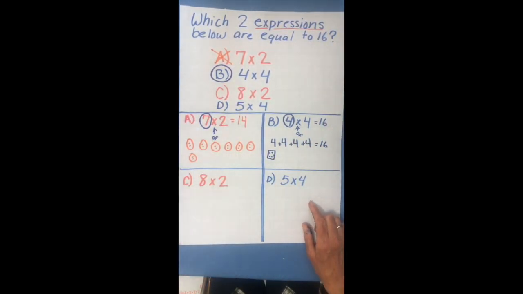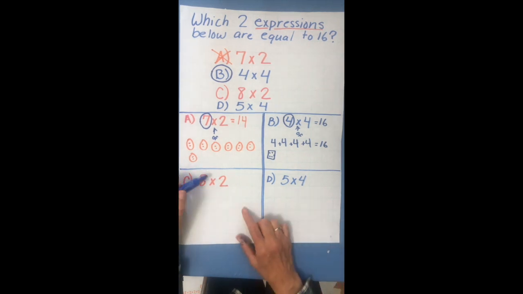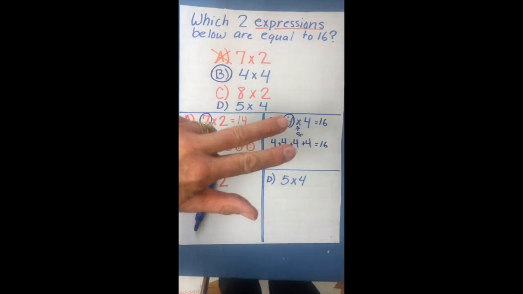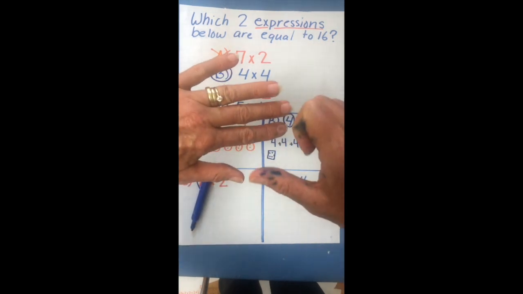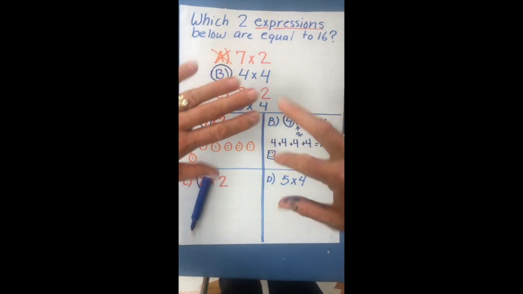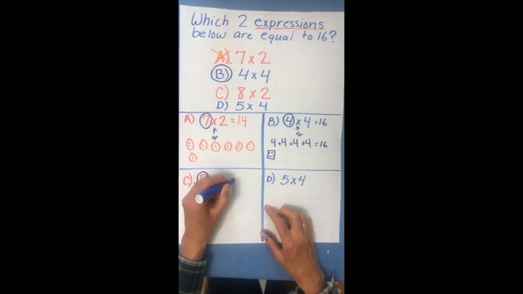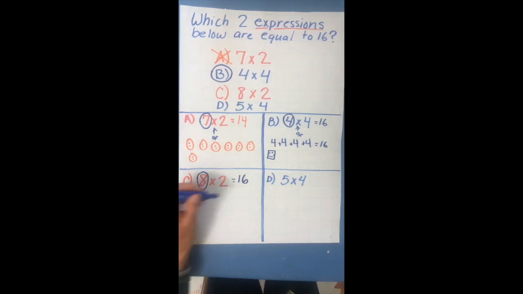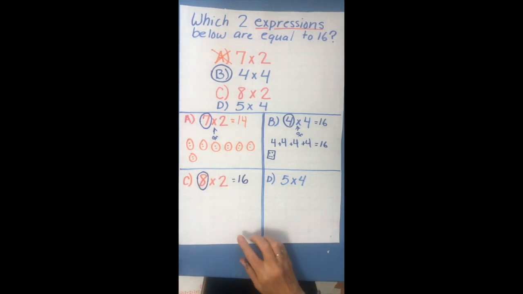Now I'm gonna try C. 8 groups of 2, I know this is how many fingers I'm gonna have, and I'm gonna skip count by 2s. So 2, 4, 6, 8, 10, 12, 14, 16. So I got 16 on this one. And if you don't believe me, then I can just do 8 groups of 2. So I'll do repeated addition.